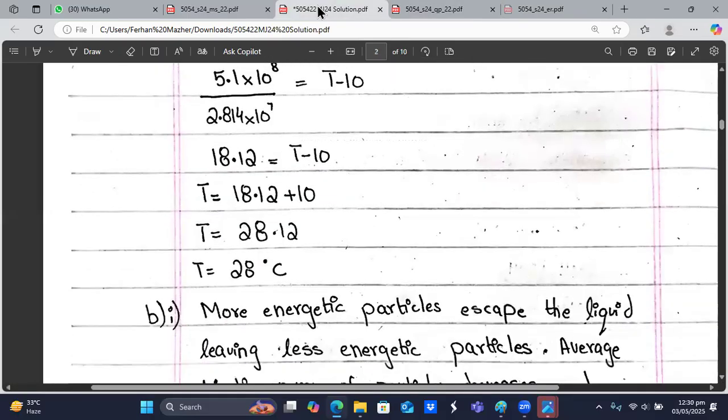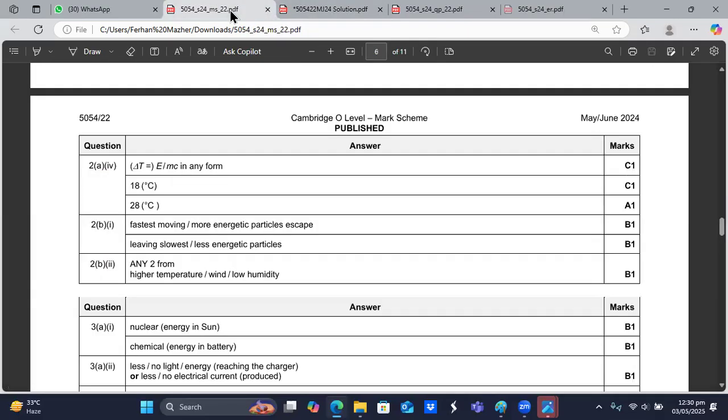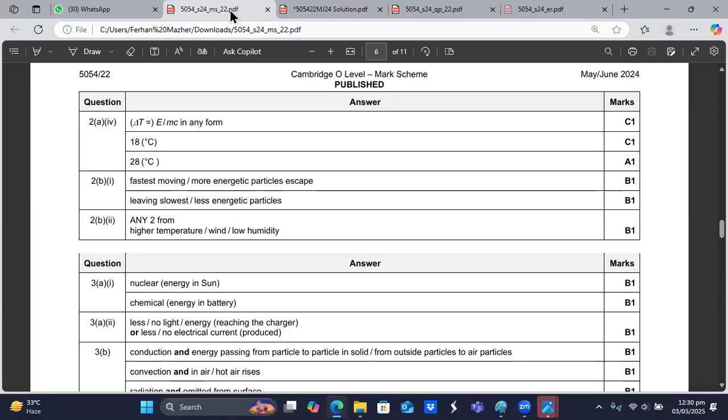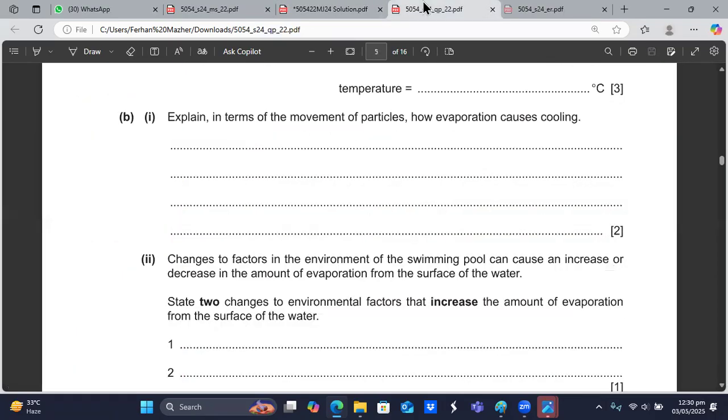So let's check what the IMA has written. She says more energetic particles escape the liquid, leaving less energetic particles. Average kinetic energy of the particles left in the liquid decreases, and the kinetic energy is directly proportional to the temperature, so the temperature drops. This is what the IMA has written. Have a look at the marking scheme. It says fast-moving or more energetic particles escape, leaving slowest or less energetic particles. So I hope you understand how to write this answer.